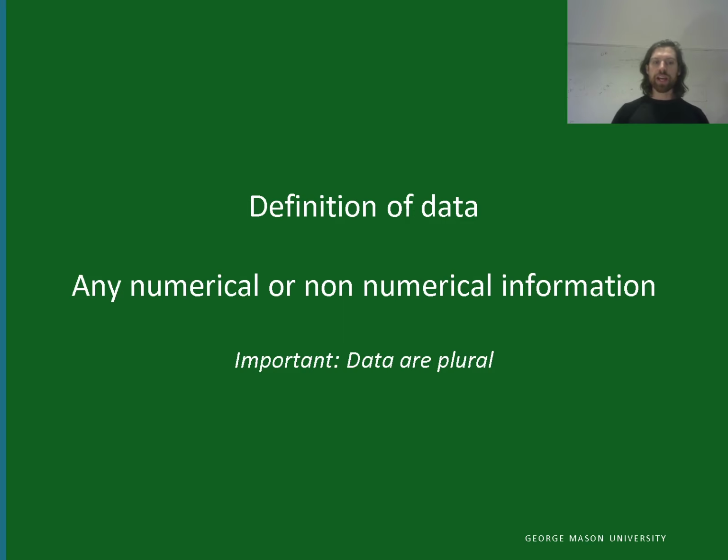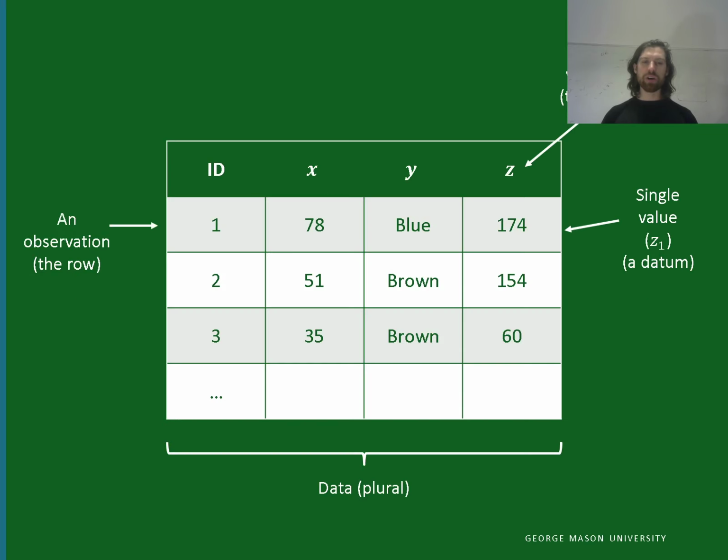So the definition of data. It's really any numerical or non-numerical information that's available. And this is very generic and broad here, okay? So let's just say that all of this is data.